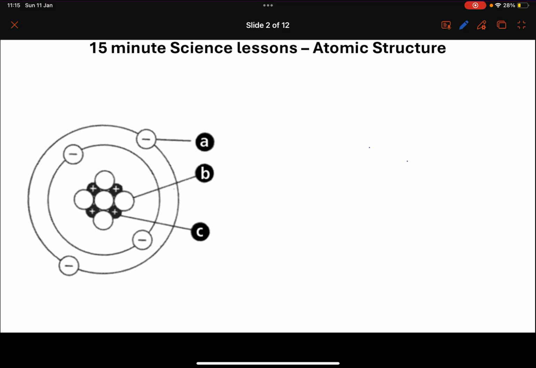So if we start with the centre of the atom, which of course is called the nucleus. Inside the nucleus, you will find two of your three subatomic particles. The one with no charge, that is your neutron, that is found in the nucleus. And the second subatomic particle found in the nucleus are our positive protons.